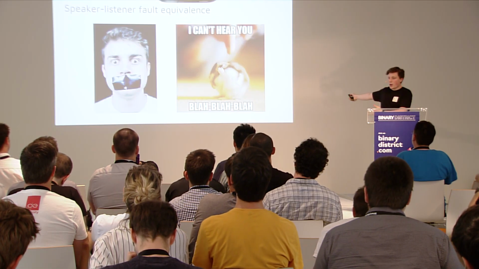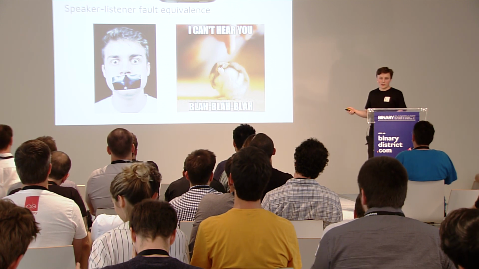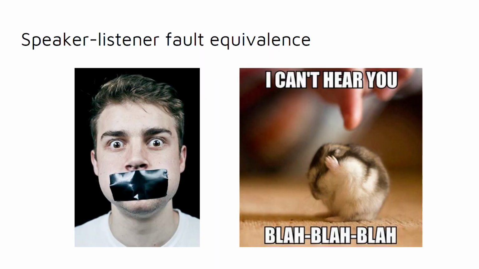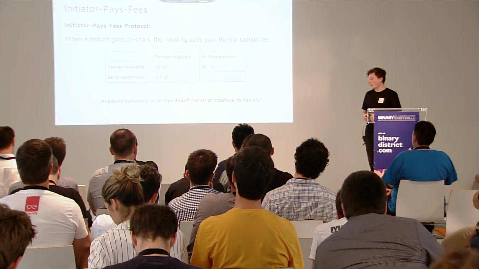This is basically the common speaker listener fault equivalence problem that we have to all kind of find a way to solve. We're trying to introduce a language or way of thinking about how to solve these problems, and we have kind of 2 ways to approach it. So the first is I want to explore this game theoretically. If you look at this, effectively what's going on is, if both parties just remain available and they're honest and they respond to each other's messages, that's the standard case.